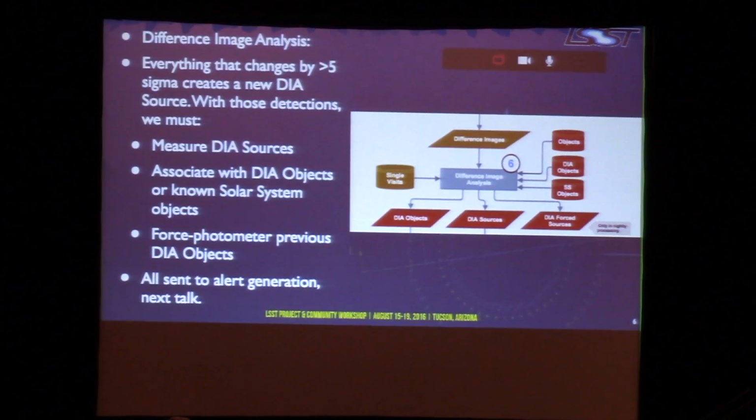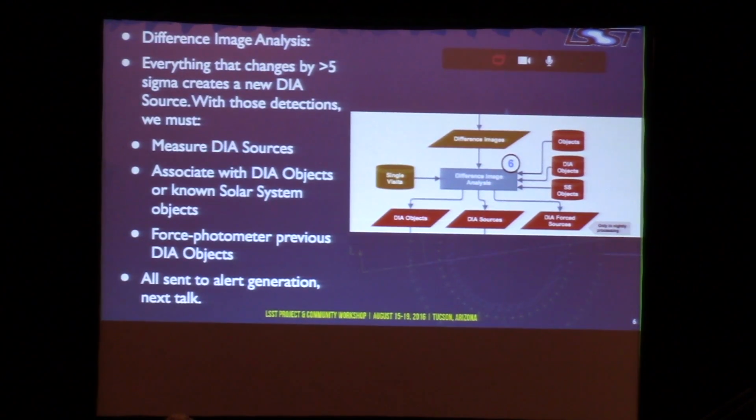We also take any DIA objects that were already known about but did not produce a new source in this image. So you had something that was varying on prior visits, but for this particular visit it does not show up. We still measure what is the flux at that exact position, just so that when you go and create a light curve of that DIA object, you don't have gaps where a DIA source did not appear. You still have fluxes, even though those may be close to the background level. And then this all gets sent to alert generation, which is Andy's talk after this.